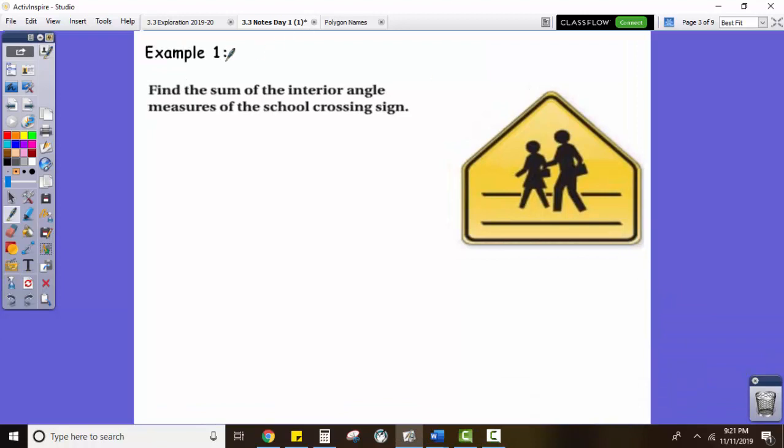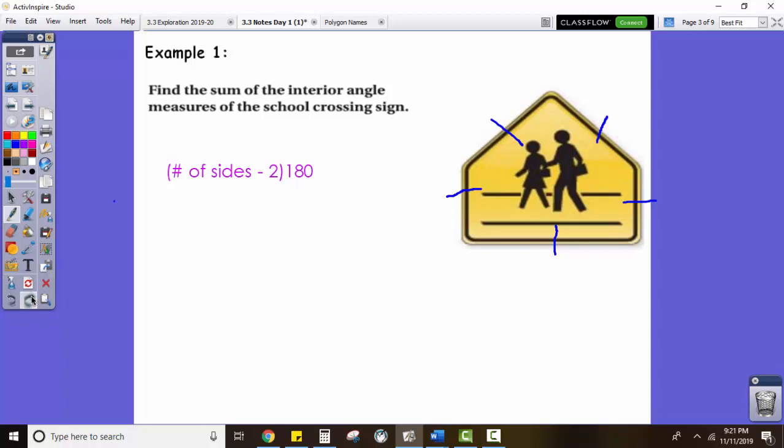Okay, so for our first example, example 1, it says find the sum of the interior angle measures of the school crossing sign. So we've got a polygon here. The first step is going to be to count the number of sides. So I have 1, 2, 3, 4, and 5 sides. Okay, now we're not going to keep splitting it into triangles. We're going to use the shorter way, which, remember, you take the number of sides, subtract 2, multiply by 180 degrees. So you're going to want to follow along and work through the example as we do it together.